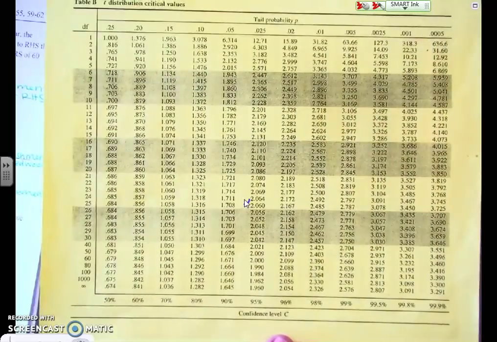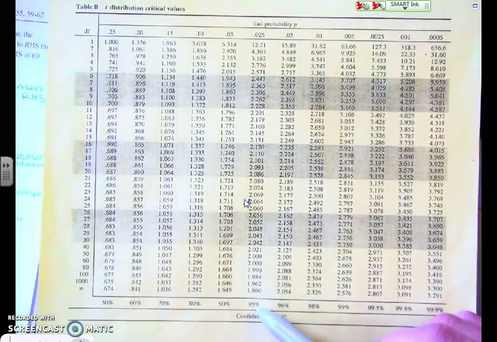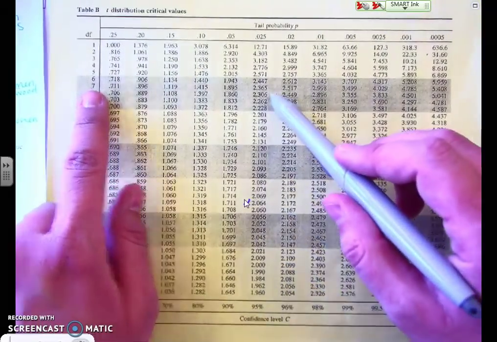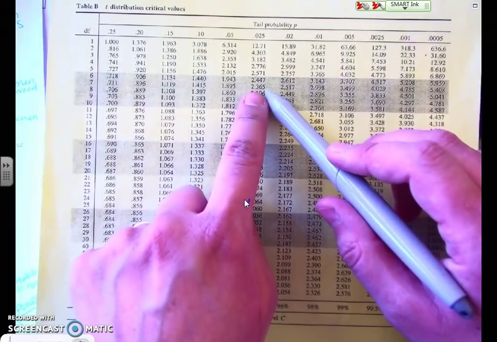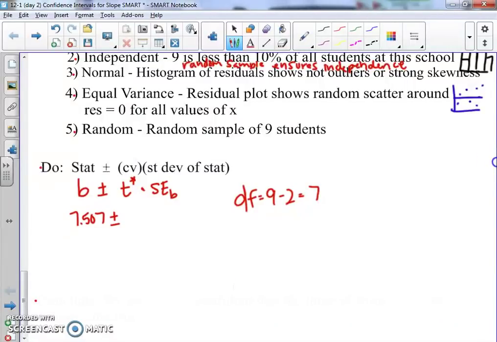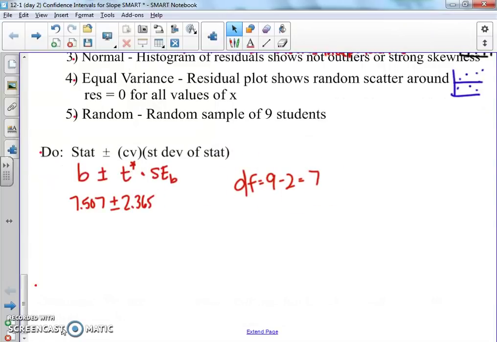So I'll remind you, we look here. We're doing a 95% confidence interval with the degrees of freedom of 7. Okay, go up and over, 2.365. So that's going to be the t-star that we use. We have the degrees of freedom listed.